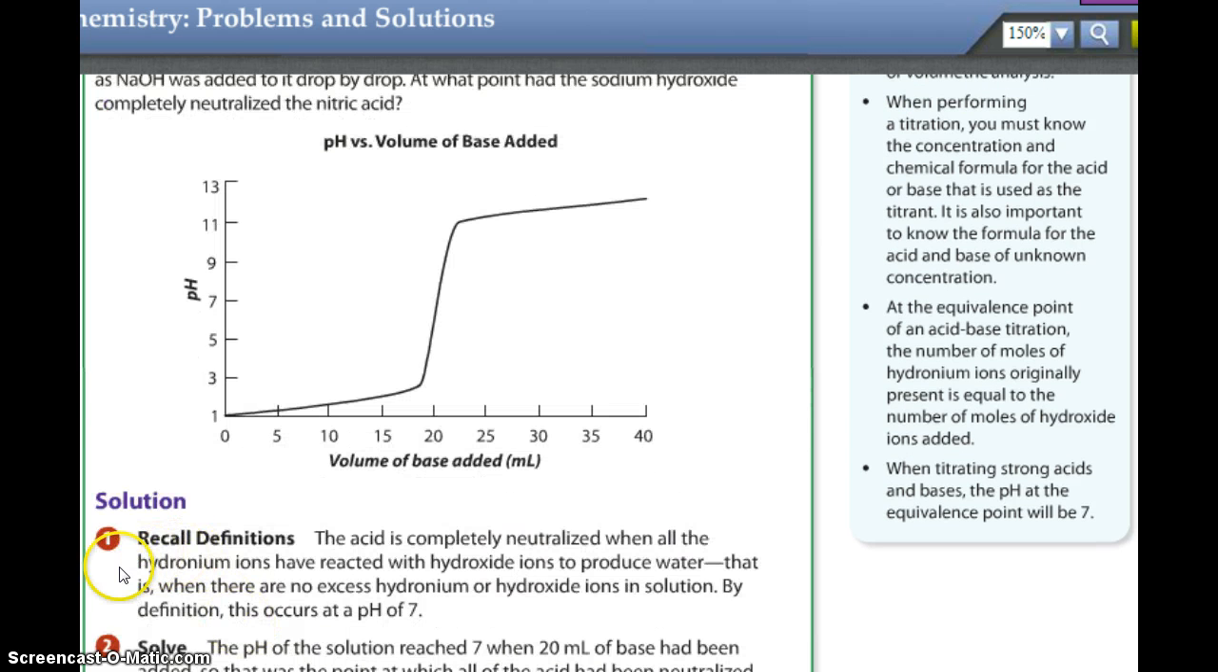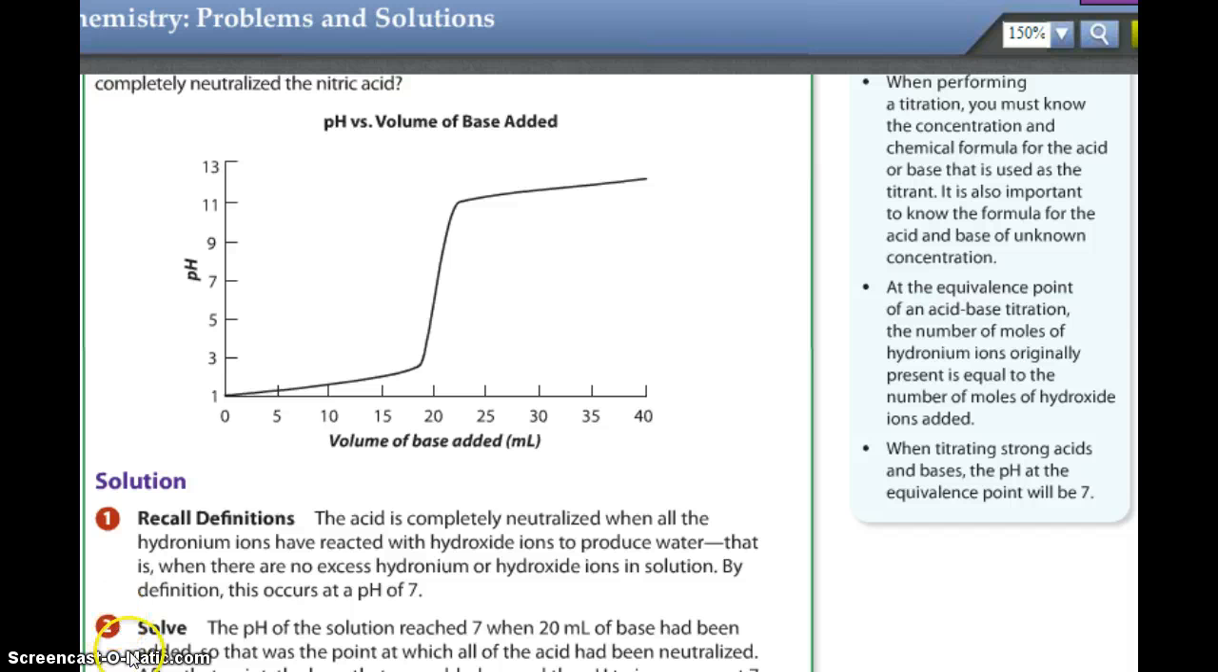Recall definitions. The acid is completely neutralized when all the hydronium ions have reacted with hydroxide ions to produce water. So we have a neutralization. That is, when there is no excess hydronium or hydroxide ions in solution. By definition, this occurs at pH of 7. The pH of 7 was reached when? So let's look at pH of 7.